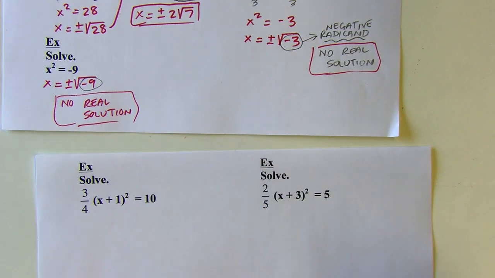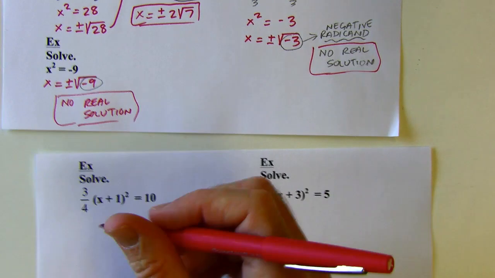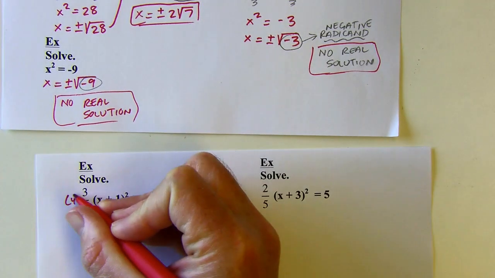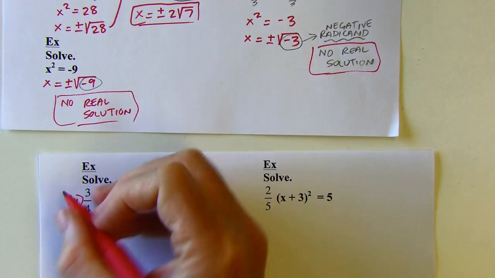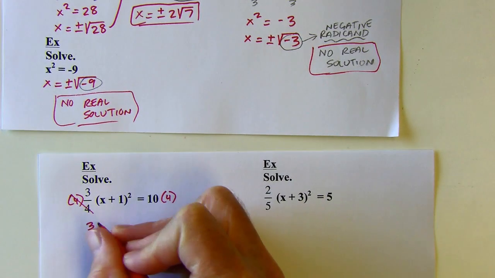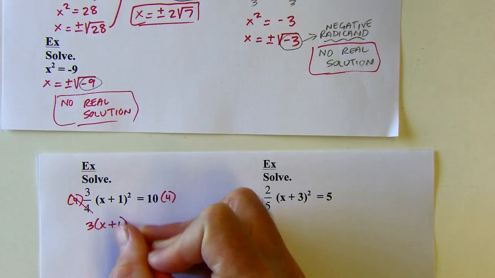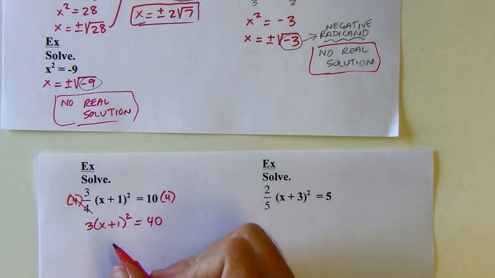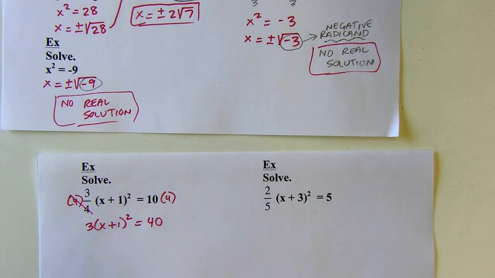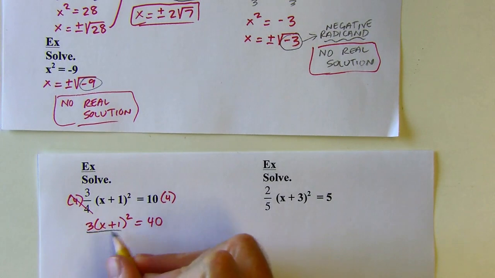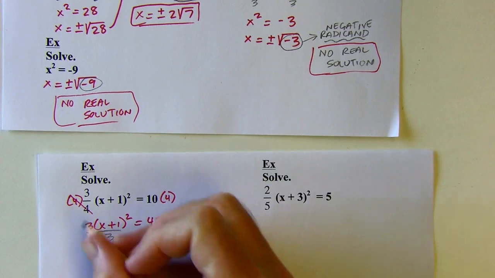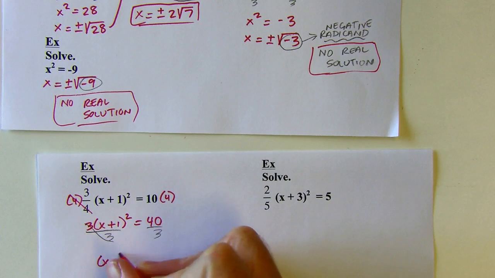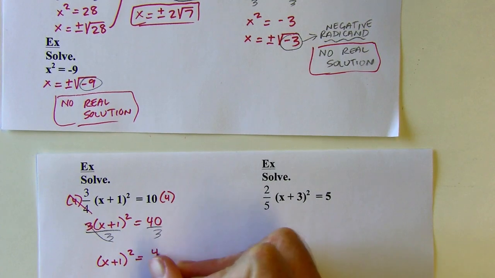Okay, so I want to get rid of the 3/4. One thing you could do is multiply the whole equation by 4 to clear the fractions. You can multiply both sides by 4 because then I'll just have 3 times the quantity x plus 1 squared equals 40. Now to get the parentheses isolated, next I'd want to divide by 3, and that'll take care of the 3's. Now I'm down to x plus 1 squared equals 40 over 3.